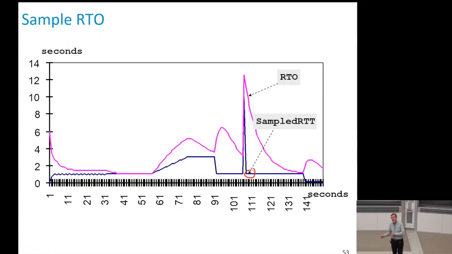So that's the second element of retransmission. The basic version of TCP would do fast retransmit and timer-based retransmission. We will see that whether there is timer-based retransmit has implications on congestion control, but that's for later. For the time being, with that, we have a TCP version that works fairly well.